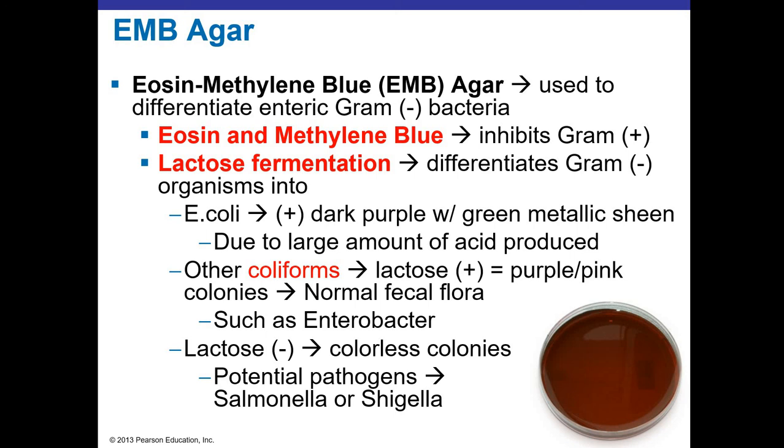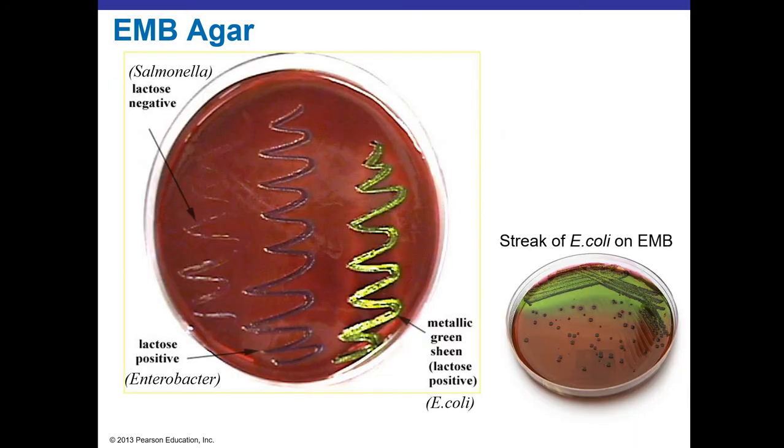Other coliform bacteria are going to be things like our Enterobacter. So this is going to be lactose positive, but be more of a purple pink color as we see these as normal fecal flora. The lactose negative ones, again, will be colorless. So our potential pathogens that we're usually screening for, Salmonella and Shigella, and we'll continue to talk about those in our GI chapter later in the term.